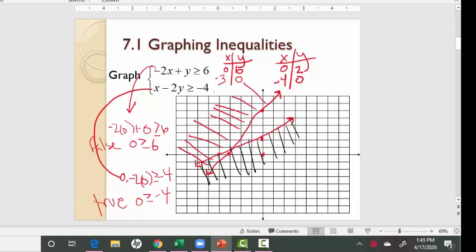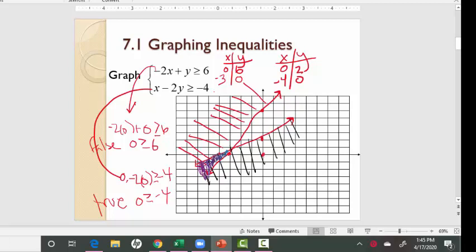Okay, so the solution set to this system of inequalities, that means the solutions that work in both the first inequality and the second inequality, is where these two shadings cross. And in fact, the two shadings cross in this area right here. And so technically, this is the only area that you need to shade, is where the shadings cross.